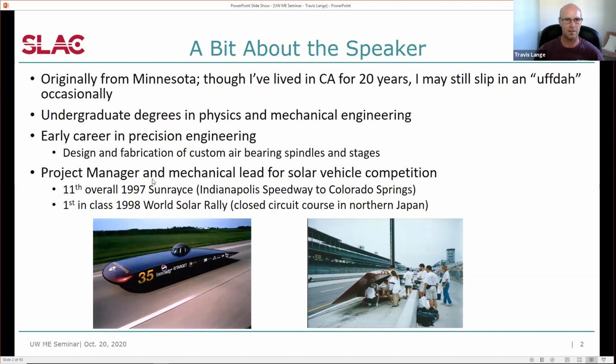As Andy mentioned, I spent a couple of years working on this solar car. Here's our solar car cruising along at 80 miles an hour during a test outside of Minneapolis. The race that we designed this car for actually started at the Indianapolis Motor Speedway. So this is actually a test run at the Indy Speedway.